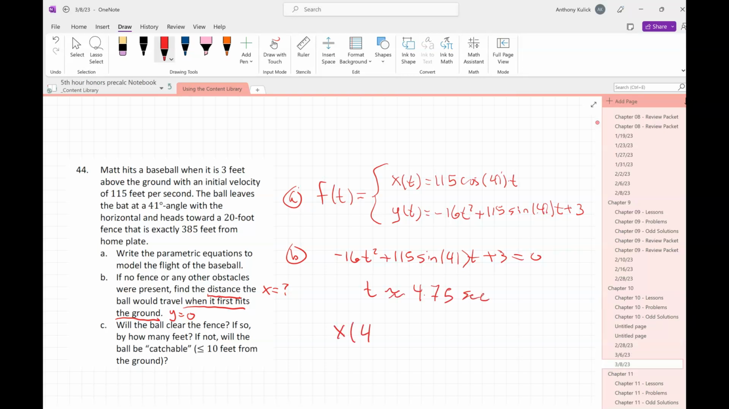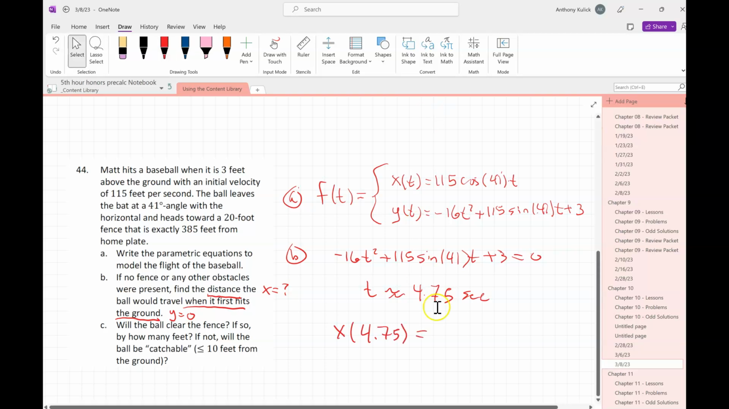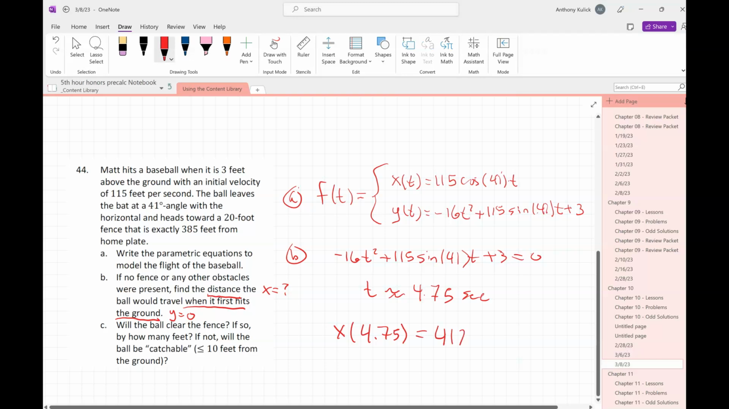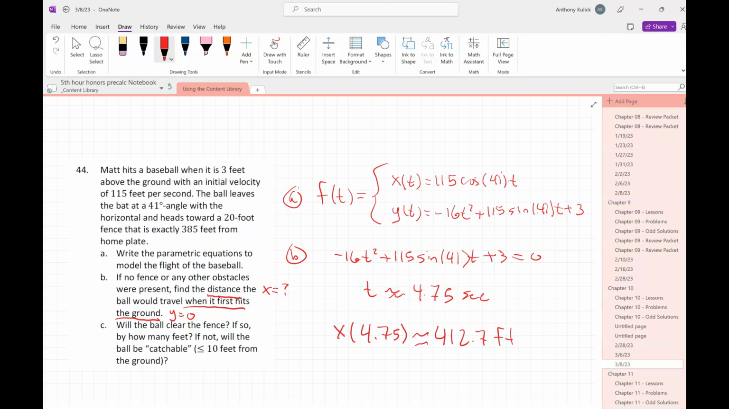So then I'll do x of 4.75. So 115 cosine 41 times that answer. So about 412.7. Does that feel okay there, Tessa?